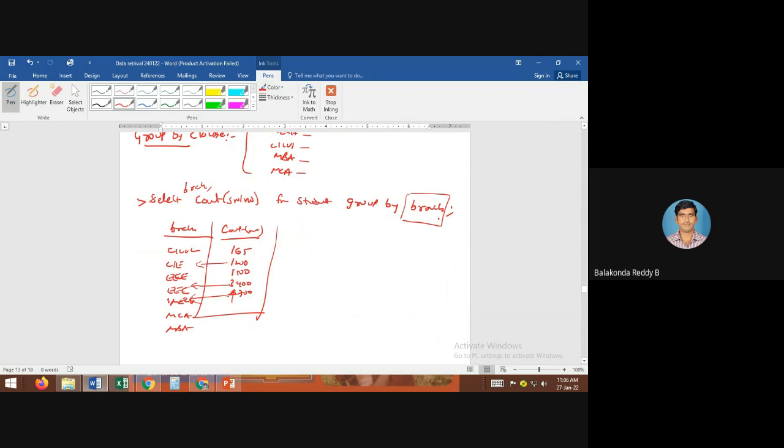Suppose I want to find the student count, how many students in each year. First year how many students, second year how many, third year how many, and final year how many students. Based on which one am I grouping? Select count of roll number from student group by year. Whenever I write like this, it displays this one.